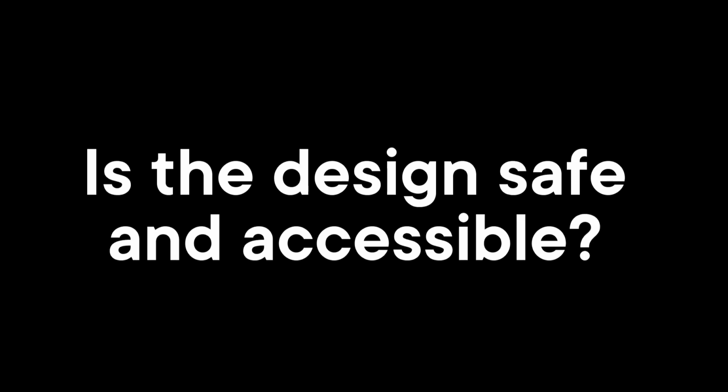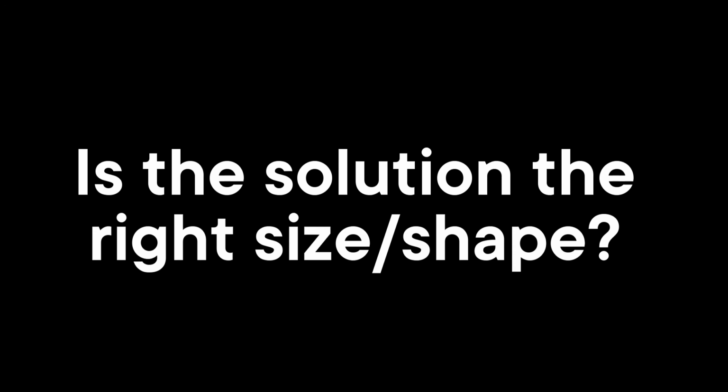And this question here is more so in the realm of product design, but can also be reflected in communication design in terms of the information and the way that everything is laid out. Is your design solution safe or accessible? And if not, how could it be made safer and more accessible? Another one here is, is the solution the right size and shape? And this goes into the ergonomics and once again rethinking some of those details.